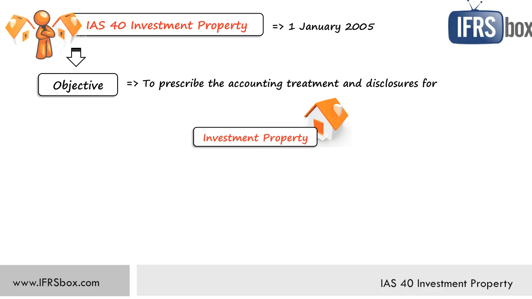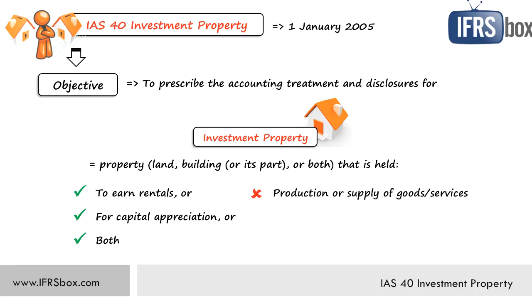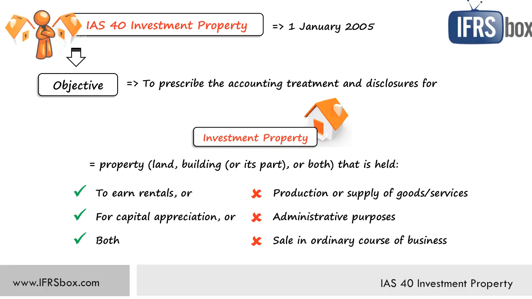But what is the investment property? It is a land or building or a part of it or both. So you can see here, we speak solely about immovable tangible assets. And that is held either to earn rentals or for capital appreciation. It means to make money on increasing prices on the real estate market, or for both. So investment property is not held for use in the production or supply of goods or services or for administrative purposes. It is also not held for the sale in the ordinary course of business.